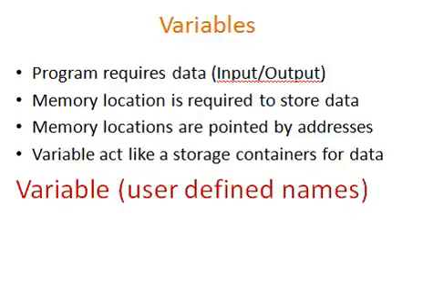Now, a program requires data. This data can be considered as input data or output data. This input or output data has to be stored somewhere in a memory location. These memory locations are always referenced through addresses. In short, your variable will act like a storage container for your data. These variables are nothing but user-defined names.